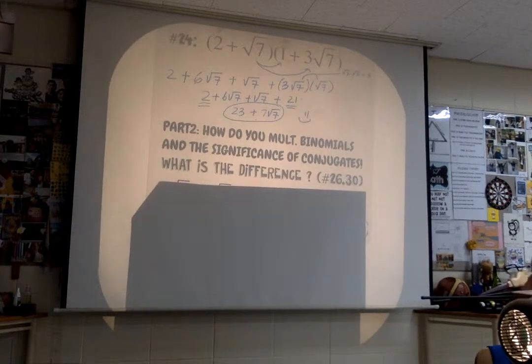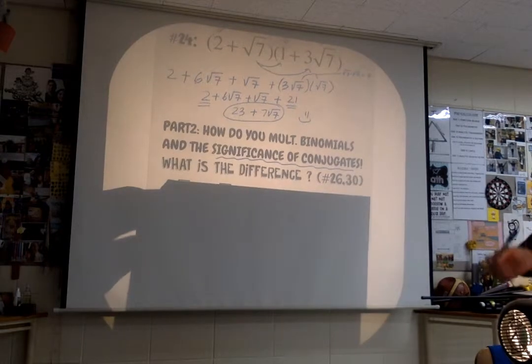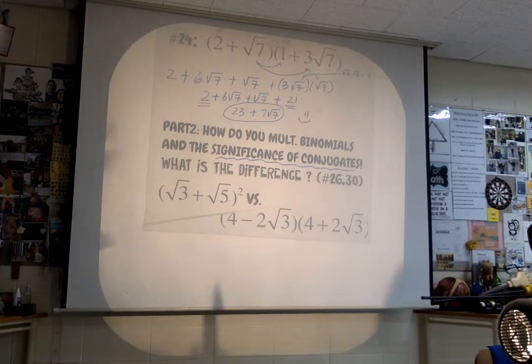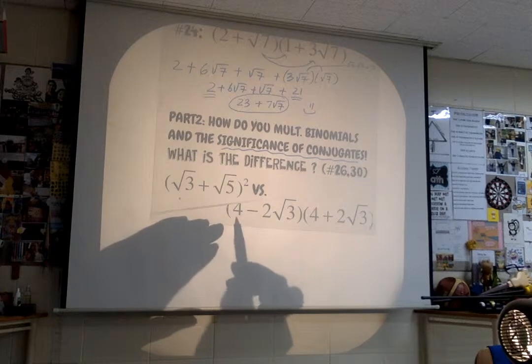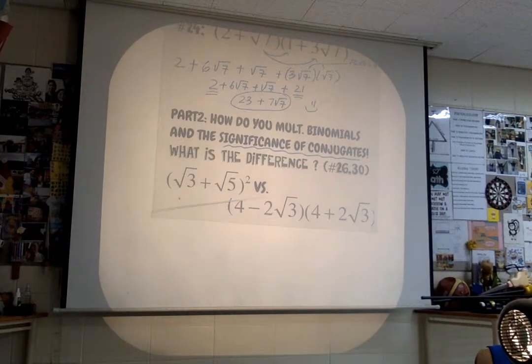How do you multiply binomials, and what is the significance of conjugates? We're almost done. What's the difference? We'll see, okay? So we're going to try these 2 examples here. Root 3 plus root 5 squared versus 4 minus 2 root 3 times 4 plus 2 root 3.